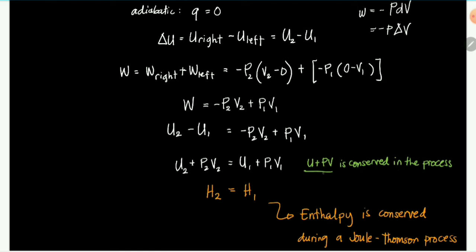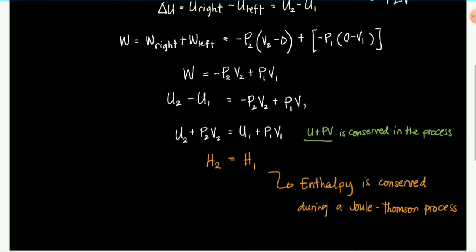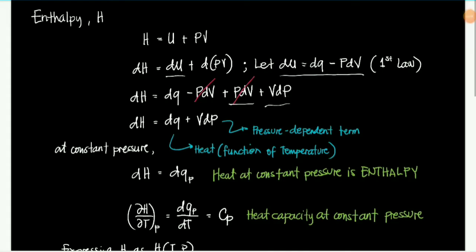So this particular sum can be accounted as an energy value or an energy function. This energy function is defined as the enthalpy. So H2 is equal to H1. H2 is equal to U2 plus P2 V2, and H1 is equal to U1 plus P1 V1. So this is called enthalpy. So enthalpy is conserved during a Joule-Thomson process. Okay? So let's take a closer look at the enthalpy.